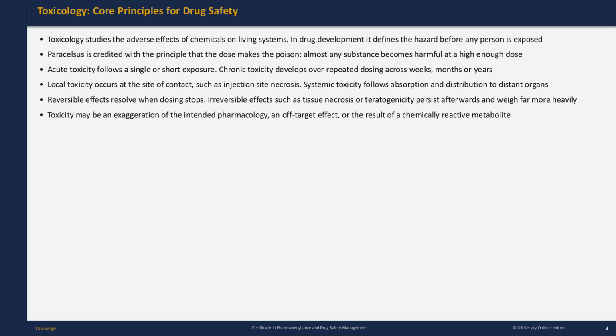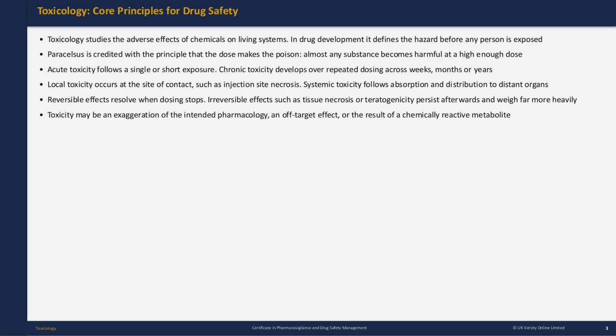Toxicology, core principles for drug safety. Toxicology studies the adverse effects of chemicals on living systems. In drug development, it defines the hazard before any person is exposed. Paracelsus is credited with the principle that the dose makes the poison. Almost any substance becomes harmful at a high enough dose.